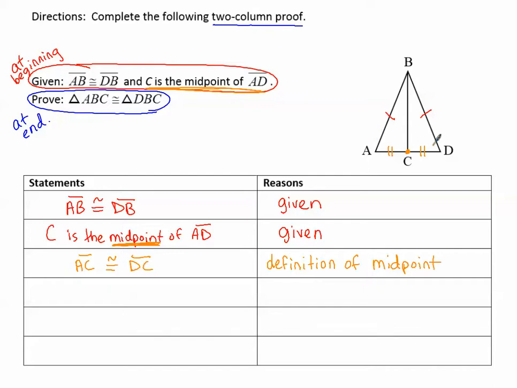Well, I don't have enough information yet to give one of my congruence postulates or theorems, so I've got to think of something else. I see that these two triangles share this side. Remember, when triangles share a side, the side is always congruent to itself. So I'm going to say that segment BC is congruent to segment BC. The reason is the reflexive property of congruence.